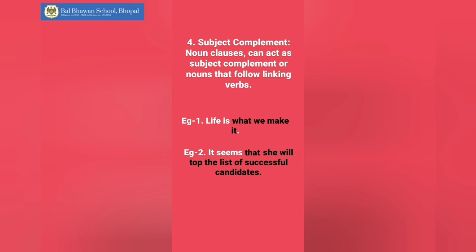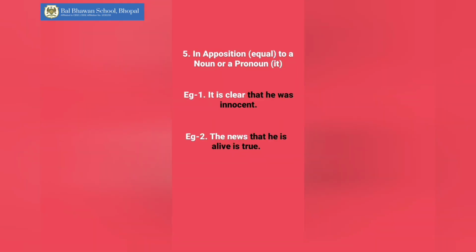The next function of the noun clause is as the subject complement. Noun clauses can act as subject complements, or nouns that follow linking verbs. For example, life is what we make it. The linking verb is is. It seems that she will top the list of successful candidates. Here, it seems is the linking verb. In this sentence, that she will top the list of successful candidates is the noun clause.